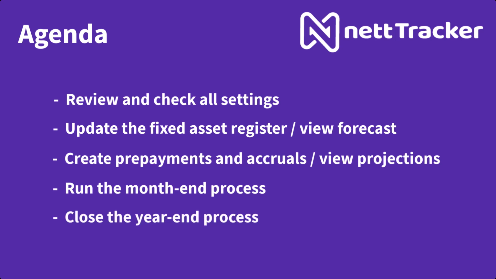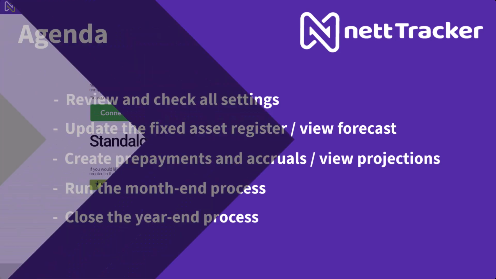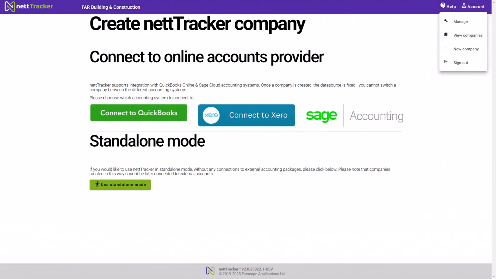If you've just created a subscription, you will have been directed to create your first company. If you don't see this option, or perhaps you're a team member within a business or accounting firm that looks after multiple companies, you can use the option to view all companies or create a new company from the account menu accessed from the top right corner in nettTracker.